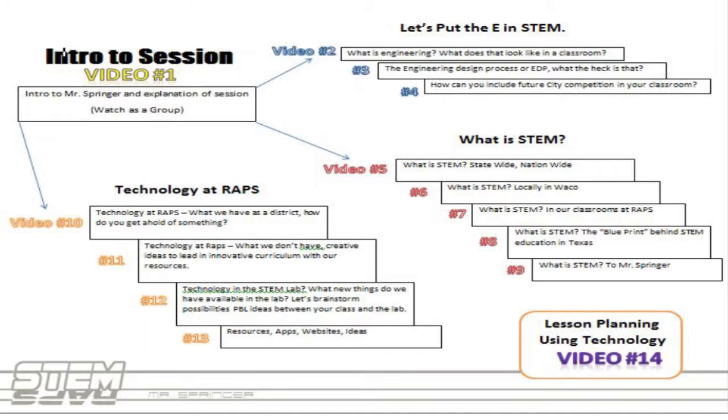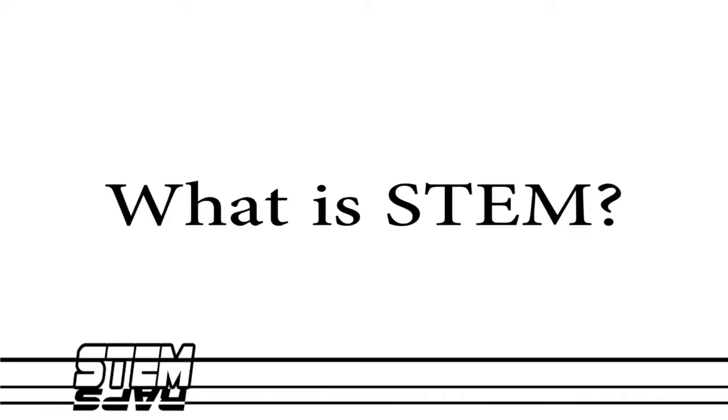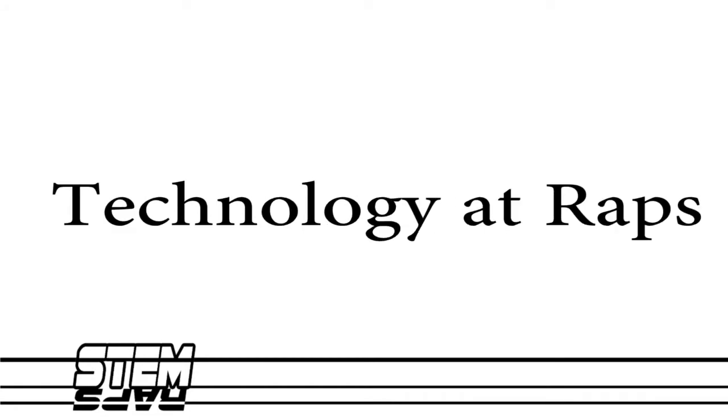Alright, everybody have it up on your screen? You'll notice that this roadmap is your outline for this session. Each video is hyperlinked to the color number next to the box with the description of the video. There are 15 videos in all, with the intro being number 1, or this video. I've divided the rest of the videos into 3 major headings. Let's put the E, or engineering, in STEM. The second, what is STEM? And the third, technology at RAPS, or Rappaport Academy Public School.